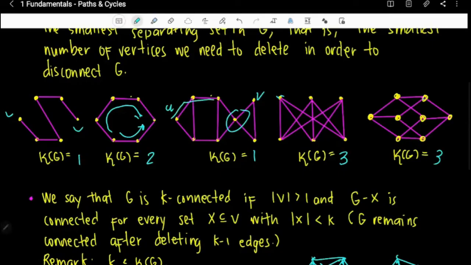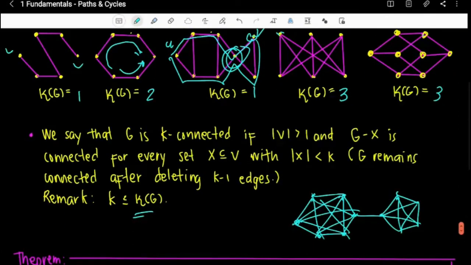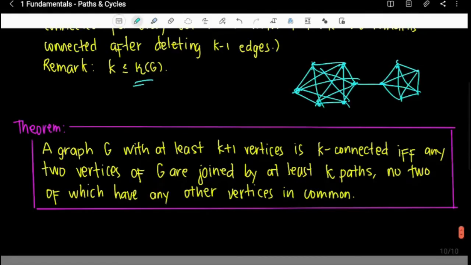So this is one path and this is another path, but since this is a common vertex, then it will only count as one. Kasi inire-require na dapat isa lang. So, dapat isa lang, dapat unique yung mga vertices ng path. So, your path cannot have a common vertex.